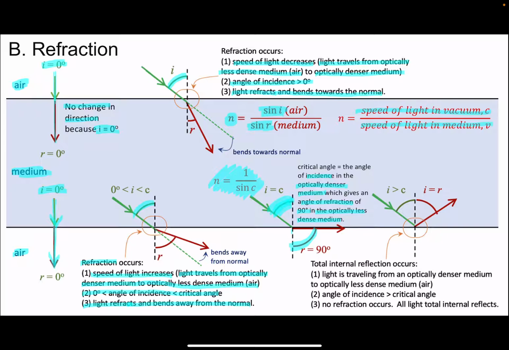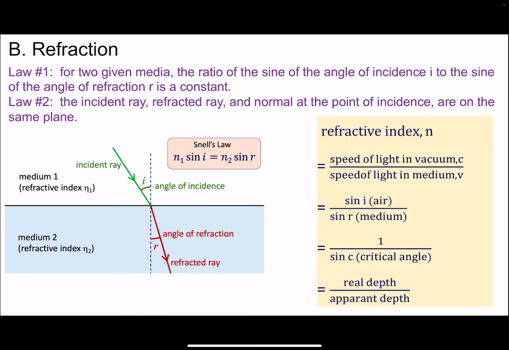Alright. Now, what happens to a light ray with an angle of incidence bigger than the critical angle? In such situations, total internal reflection occurs because the light is traveling from an optically denser medium to an optically less dense medium, which is air. The angle of incidence is bigger than the critical angle, no refraction occurs, all the light experiences total internal reflection. So the incident light will be reflected, giving i equals r.